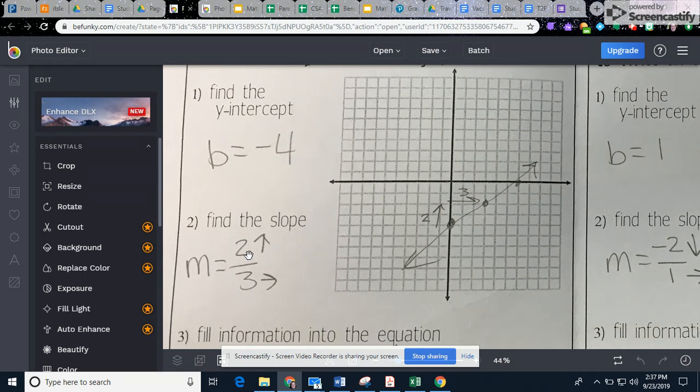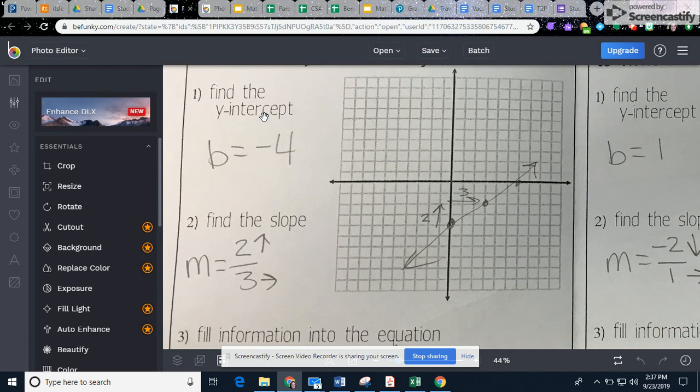Since our slope is positive, we know that our y is positive, so you'll go up, and our x is positive, so you'll go to the right. Remember, it's change in y over change in x. It's rise over run. So positive rise is up, positive run is to the right.